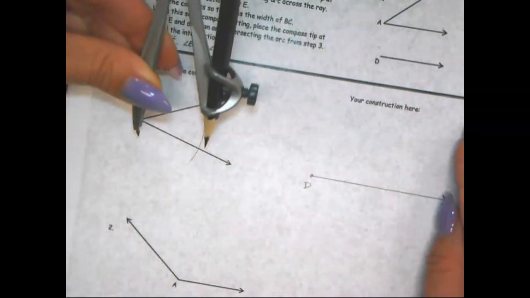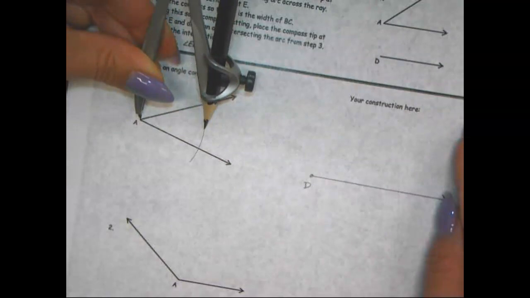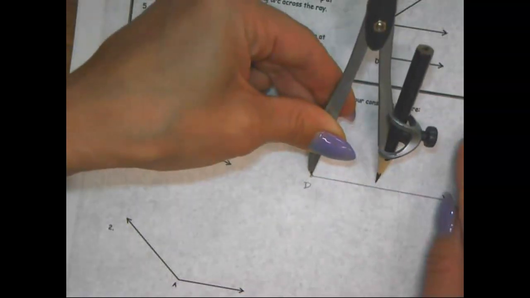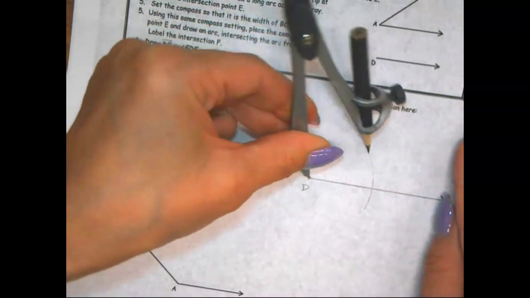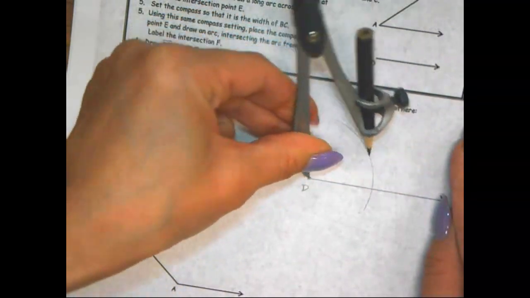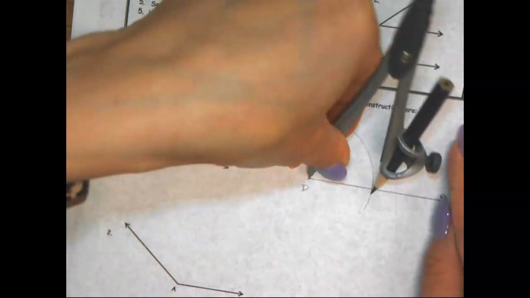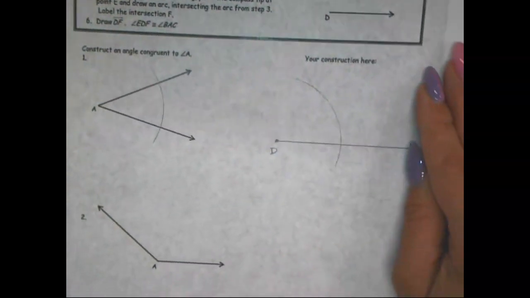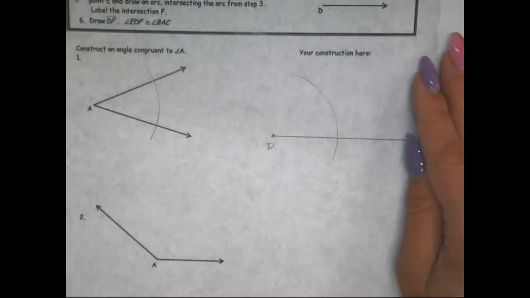Okay? So I'm going to do the same thing over here. So I haven't changed the width of my compass. The width of my compass is important. I'm going to keep it the same, and I'm going to come over here and make one big arc. And you want to make it big enough so that you don't have to come back and make it longer. All right, so just make it big the first time.